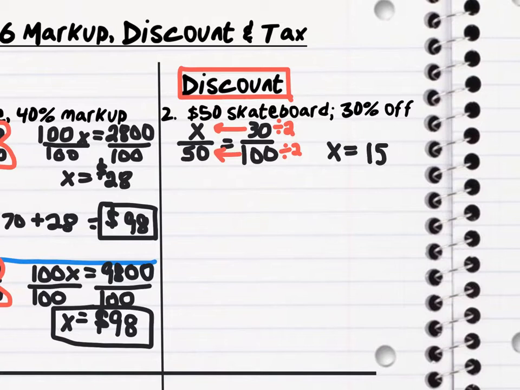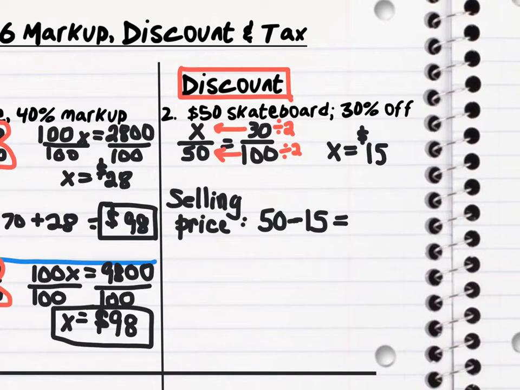Okay, so this is just the discount. This is not the new price of the skateboard, so don't think, oh, it's $15 now. It's just how much is off. So the discount amount. Then the next step would be to find the selling price.